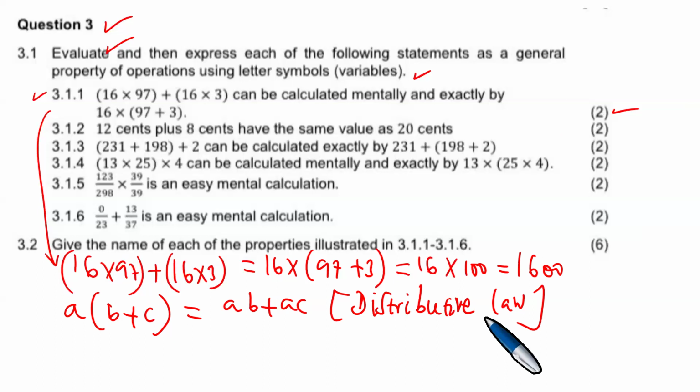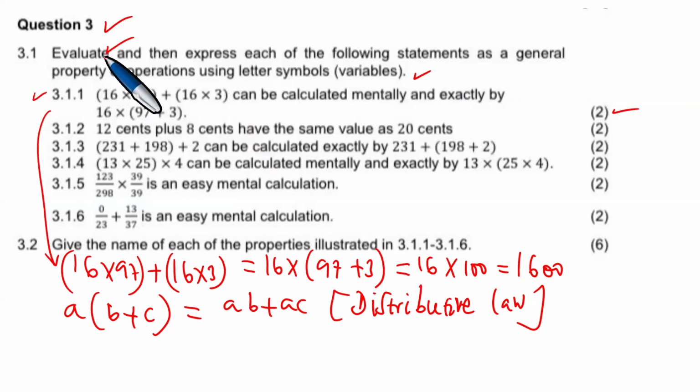Please, what do you think? They say we should answer 3.1.1. What is missing in 3.1.1? They say we should evaluate and express each of the following statements as a general property. So you said the distributive law is our property now. The law is the one that we're using. I think we have answered it.